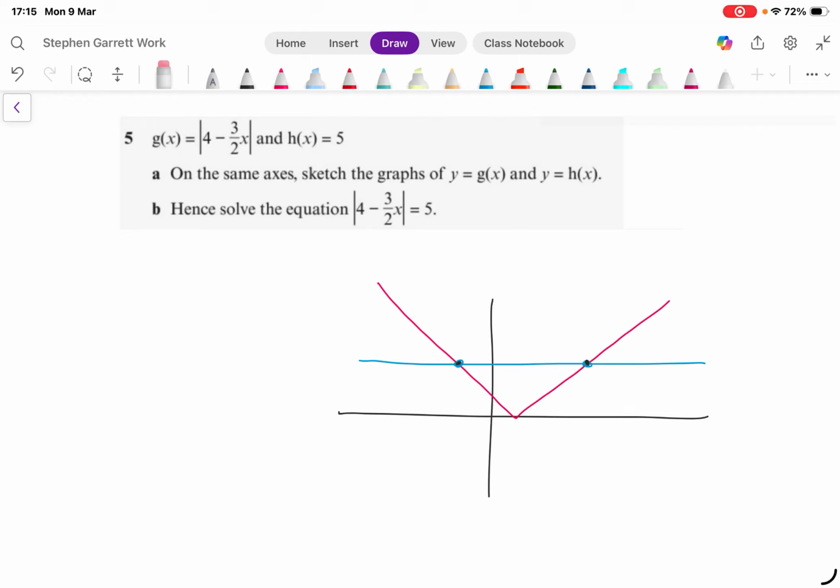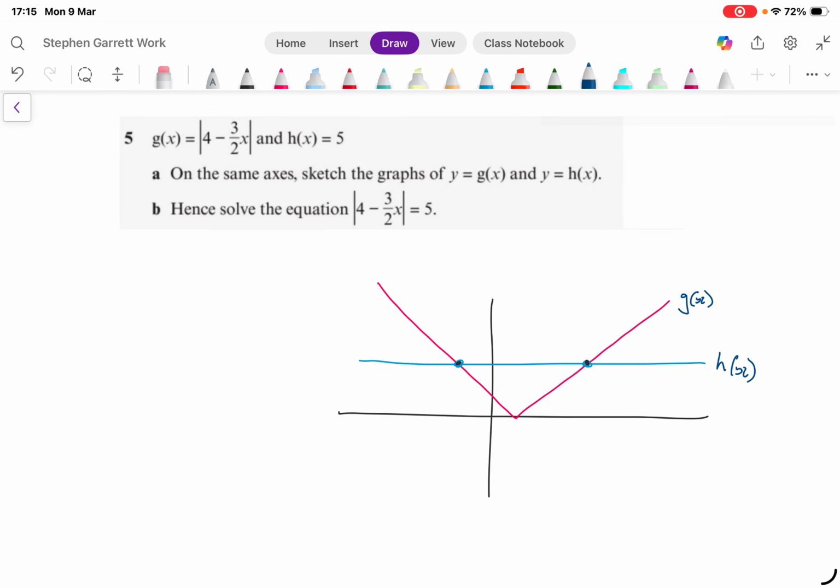All right, dudes, we're going to solve some modulus equations. So we have g of x equals the modulus of 4 minus 3 over 2x, and h of x equals 5. I've done a little initial sketch here. On the same axis, draw graphs of y equals g of x and y equals h of x. So this would be my h of x and this is my g of x.